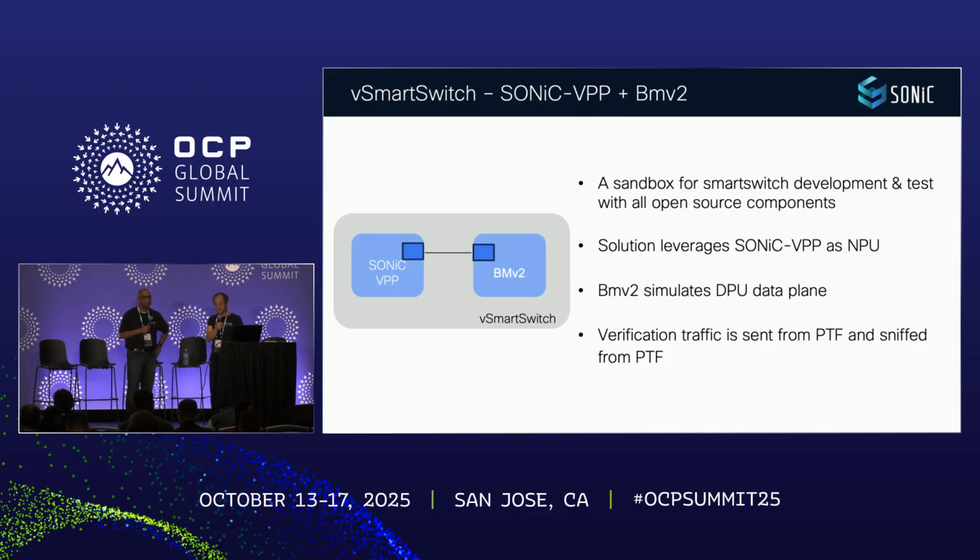real-life deployment scenario. We use SONiC-VPP and BMv2 to build a virtual smart switch. It's a sandbox for smart switch development and test with open source components. We demoed this last year at the OCP. It's a solution where we use SONiC-VPP to simulate the NPU and BMv2 for the DPU. Verification traffic can be sent from PTF and sniffed from PTF. We can build a larger topology by adding T2, T0, so we can run the SONiC management test.